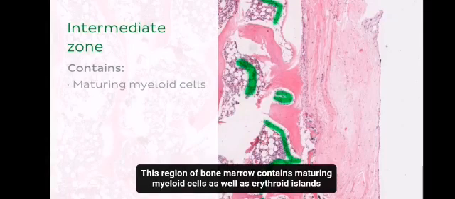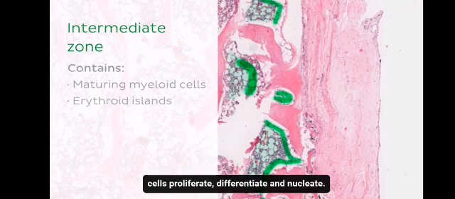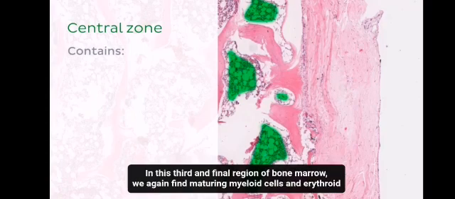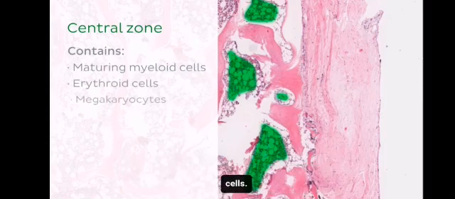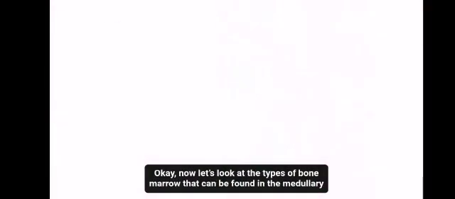Region of bone marrow contains maturing myeloid cells as well as erythroid islands, which play a role in proper erythroid development, as it's in these islands that erythroid cells proliferate, differentiate, and enucleate. The central zone is located near the central region of the marrow cavity. In this third and final region of bone marrow, we again find maturing myeloid cells and erythroid cells. Megakaryocytes and sinusoids are also found in the central zone of bone marrow.